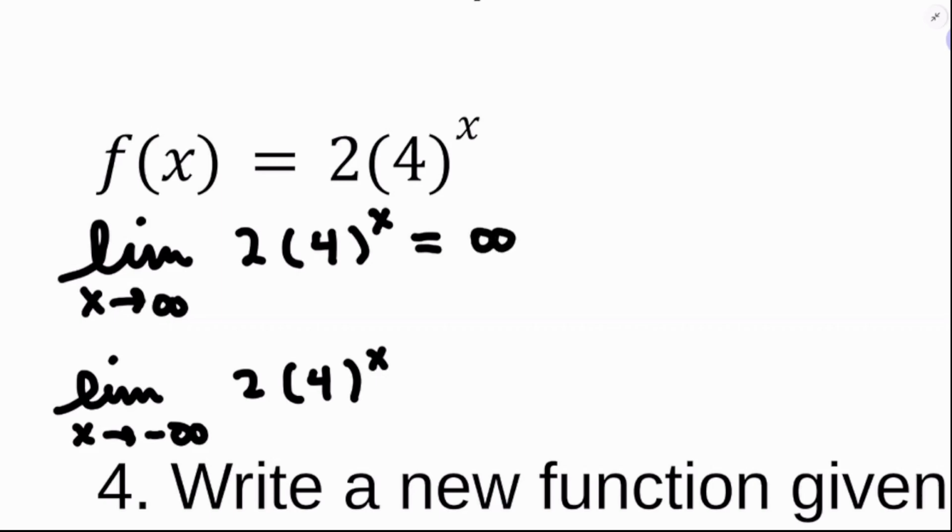And then the limit as x approaches negative infinity of 2 times 4 to the x, this one's going to equal 0. Okay, and we need to just know that, and I would prefer that you just know it pretty quickly, that as x approaches negative infinity, a positive number that's greater than 1 to that power is going to go to 0.